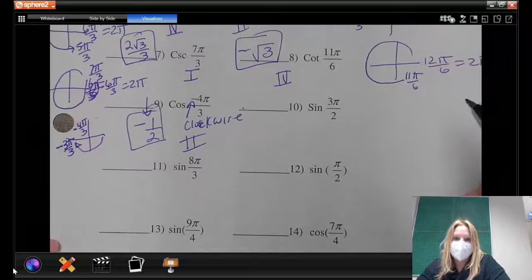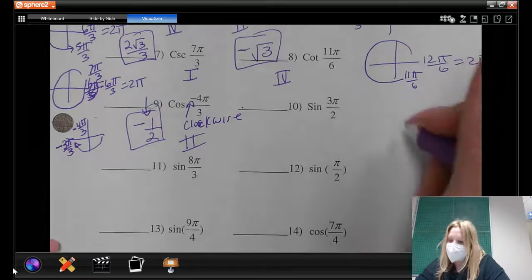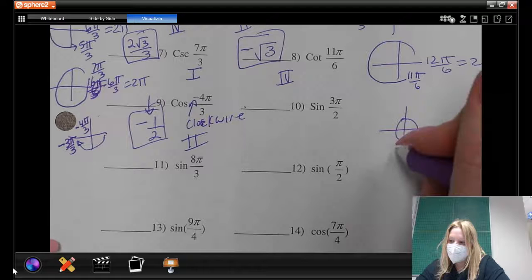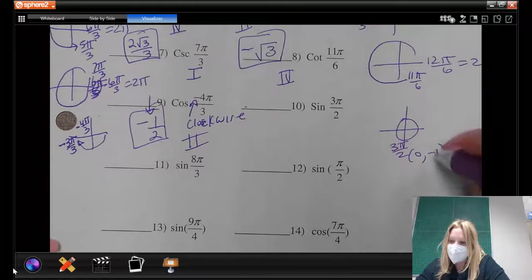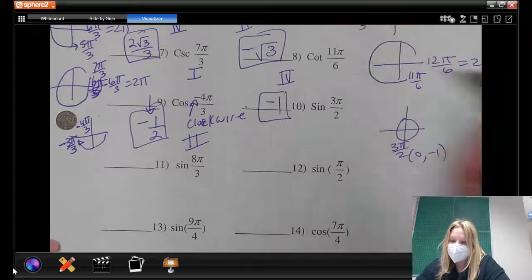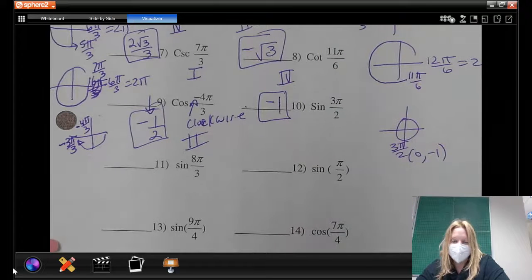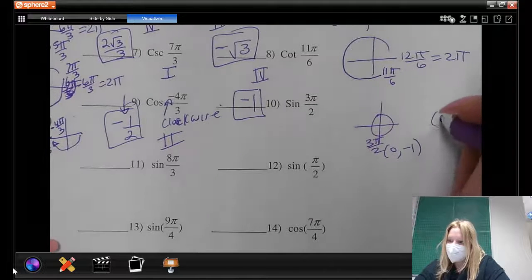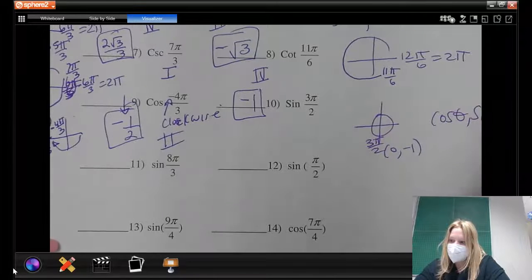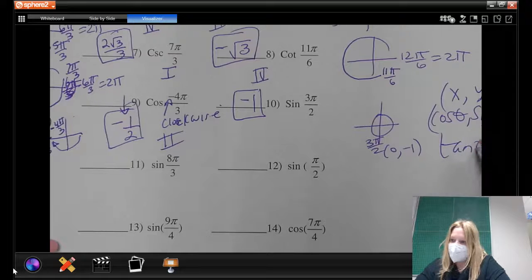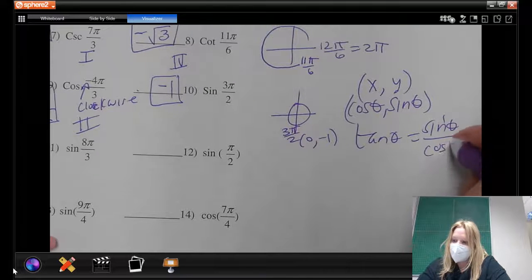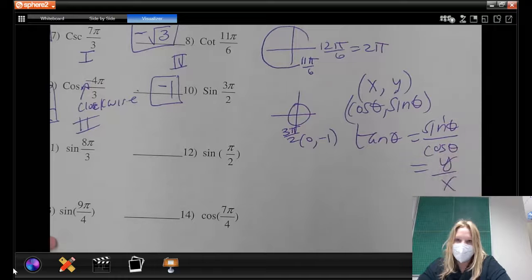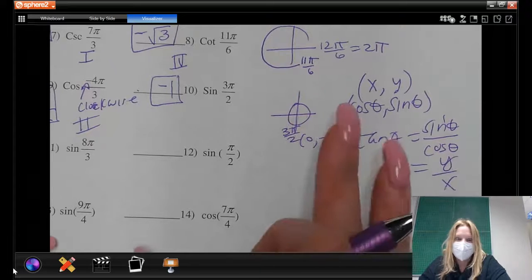Sine of 3 pi over 2. Whenever you get your over 2's, you're on the unit circle. 3 pi over 2 is down here at 0, negative 1. Sine is the y-coordinate, so my answer is negative 1. So remember, on the unit circle, it goes cos theta, comma, sine theta. Cos is the x, sine is the y. Tan theta is sine theta over cos theta, or the y over the x. Okay.